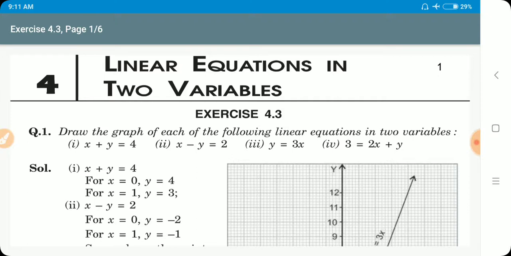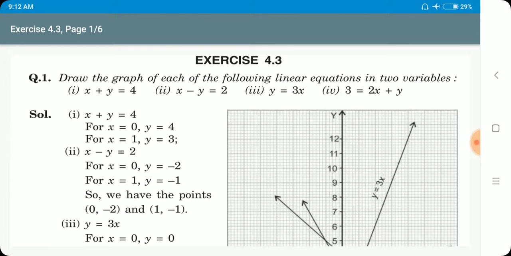Today, we are going to cover exercise 4.3 of chapter 4, linear equations in two variables, from your NCERT class 9 maths. The first question says: draw the graph of each of the following linear equations in two variables. You are given four different linear equations separately. You have to draw the graph for each linear equation.